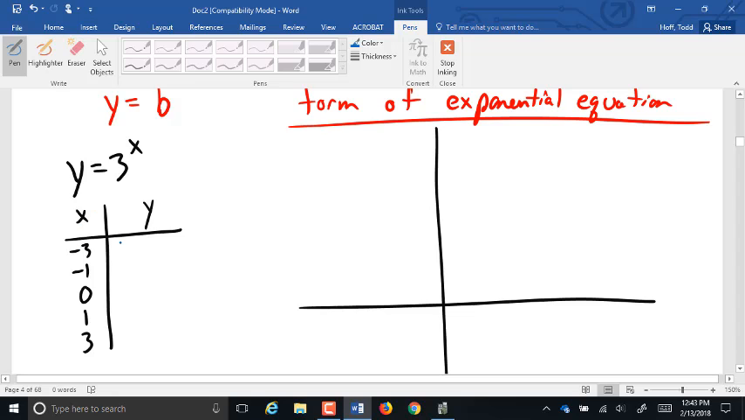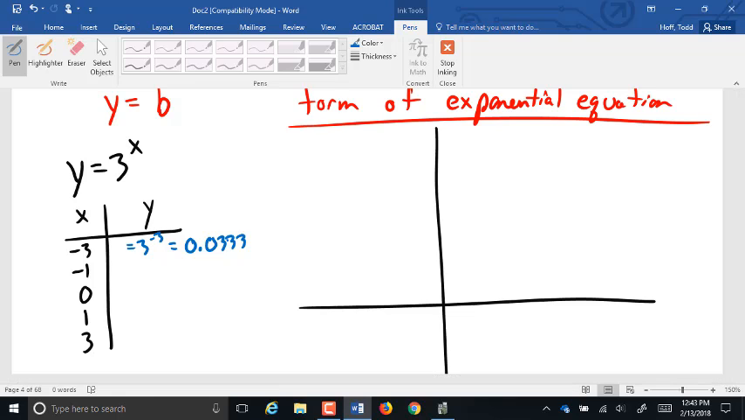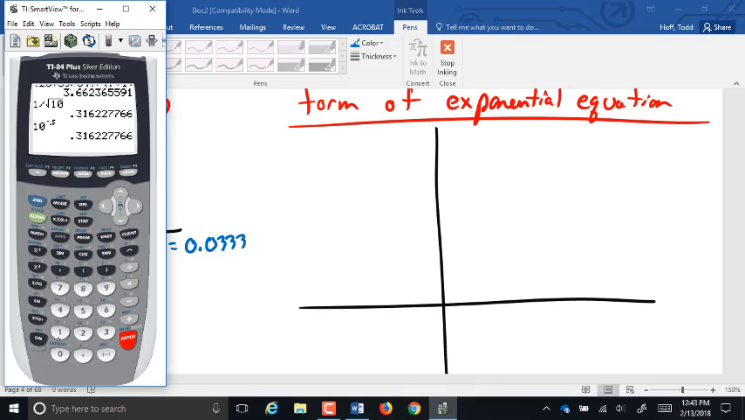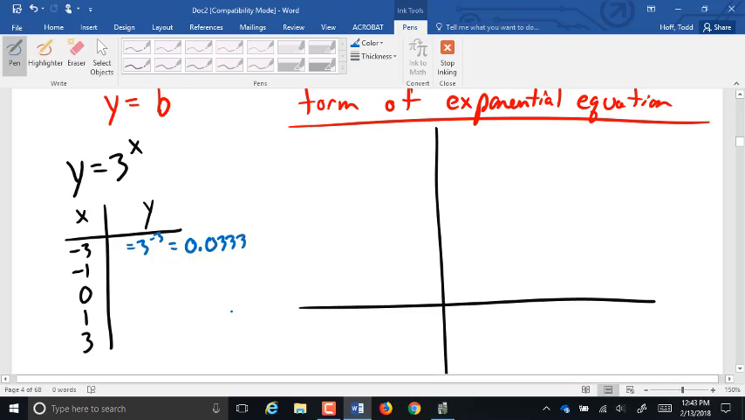So if x is negative 3, that means y equals 3 to the power of negative 3. What is 3 to the power of negative 3? Yeah, 1/27 or 0.0333. Look familiar? That's not correct though, is it? No, 0.037.